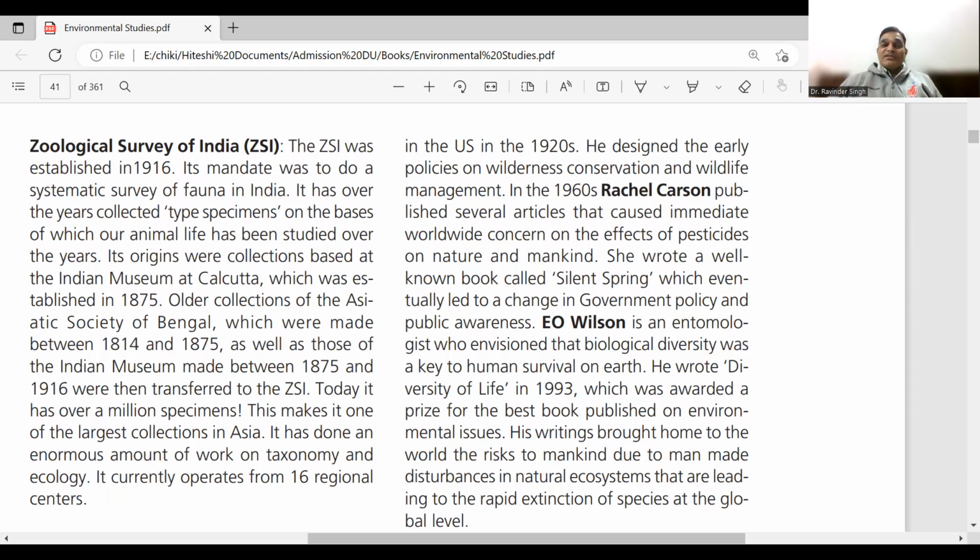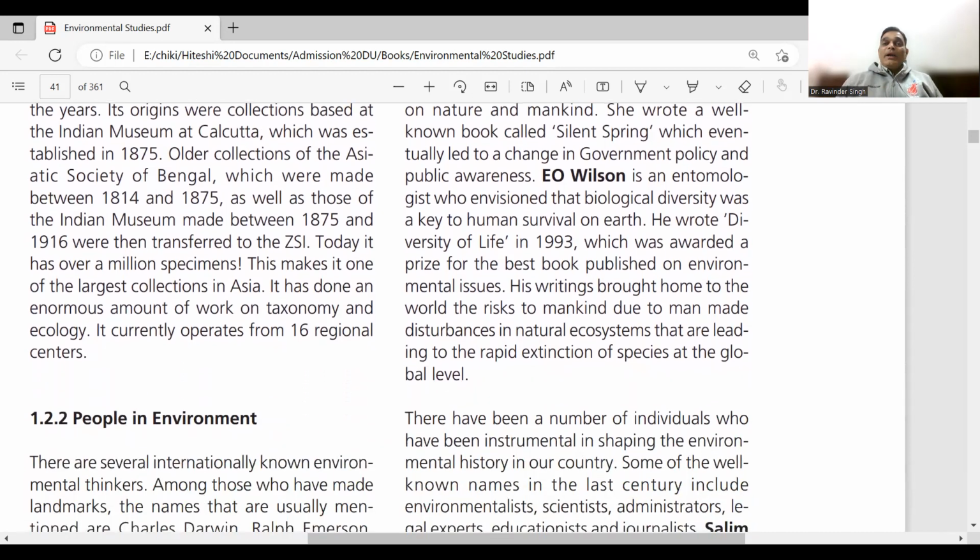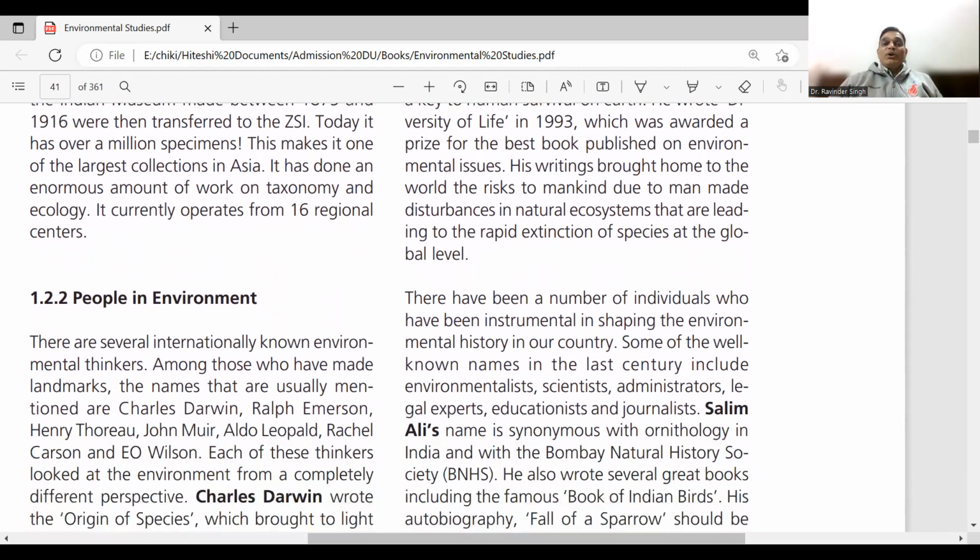E.O. Wilson is an entomologist who envisaged that biological diversity was a key to human survival on Earth. He wrote Diversity of Life in 1993, which was awarded a prize for the best book published on environmental issues. His writing brought home to the world the risk to mankind due to man-made disturbances in natural ecosystems that are led to the rapid extinction of species at the global level.